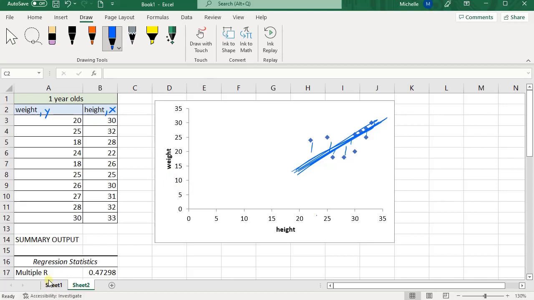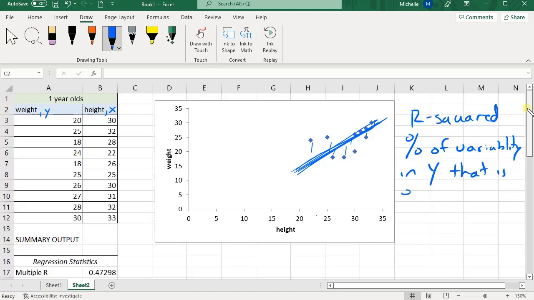That's where the idea of R squared comes in. R squared tells us the percent of variability in Y that is explained by the regression. And by the regression, I mean whatever your X variables are.